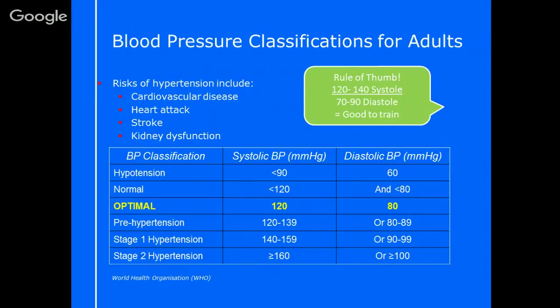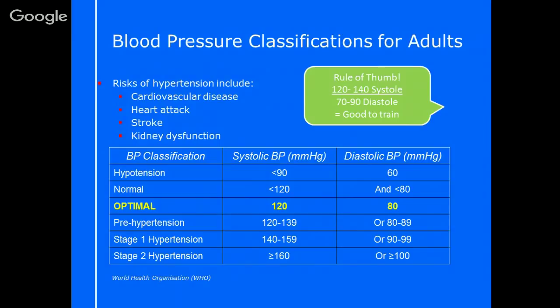And that one, before I go into the great big table at the bottom of this slide, I want to show you the green box at the top. There is one great big rule of thumb, and this is just the easiest way to remember who you are good to train. So when you're testing your clients, if they come out with a systolic blood pressure of 120 to 140, and then a diastolic of 70 to 90, they're good to go. And that's a really key rule of thumb. So if they're 120 to 140 over 70 to 90, they are good to go.